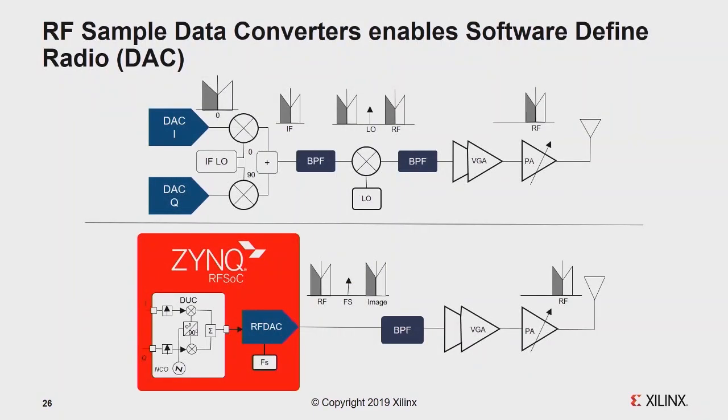Here is the comparison between the traditional RF superheterodyne and the software-defined radio implementation with our RFSoC. For the traditional RF system architecture, we need two identical DACs for the in-phase signal and the quadrature signal, and then combine them with the IQ modulator to do the up-conversion.